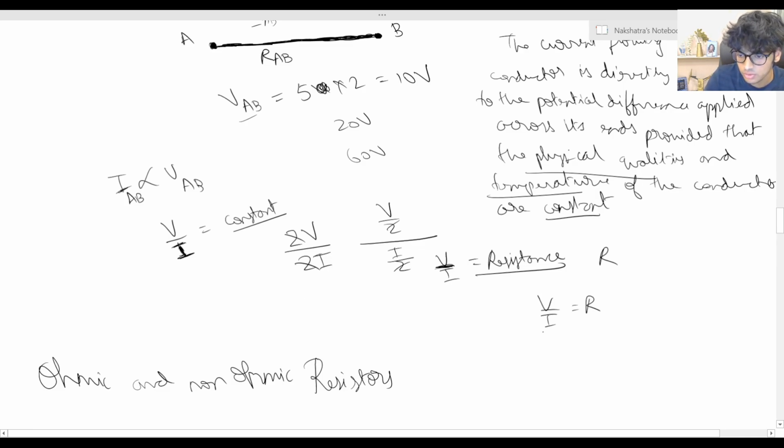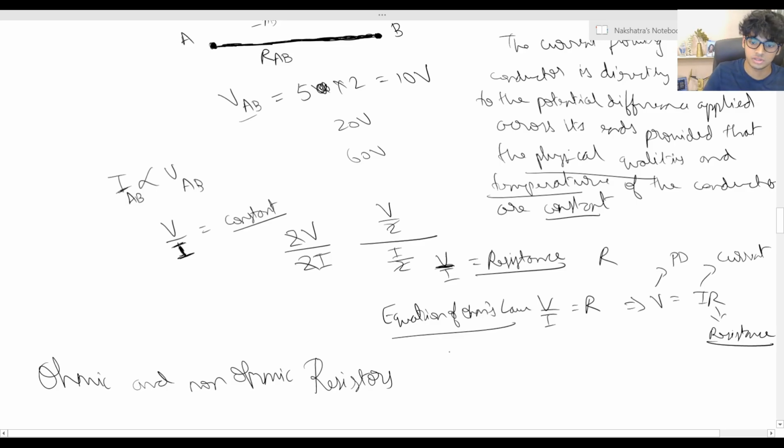Now if we have V/I is equal to R, then we can say that V is equal to IR, where V is potential difference, I is current, and R is resistance. And this is known as the equation of Ohm's law. This is the equation of Ohm's law, okay.